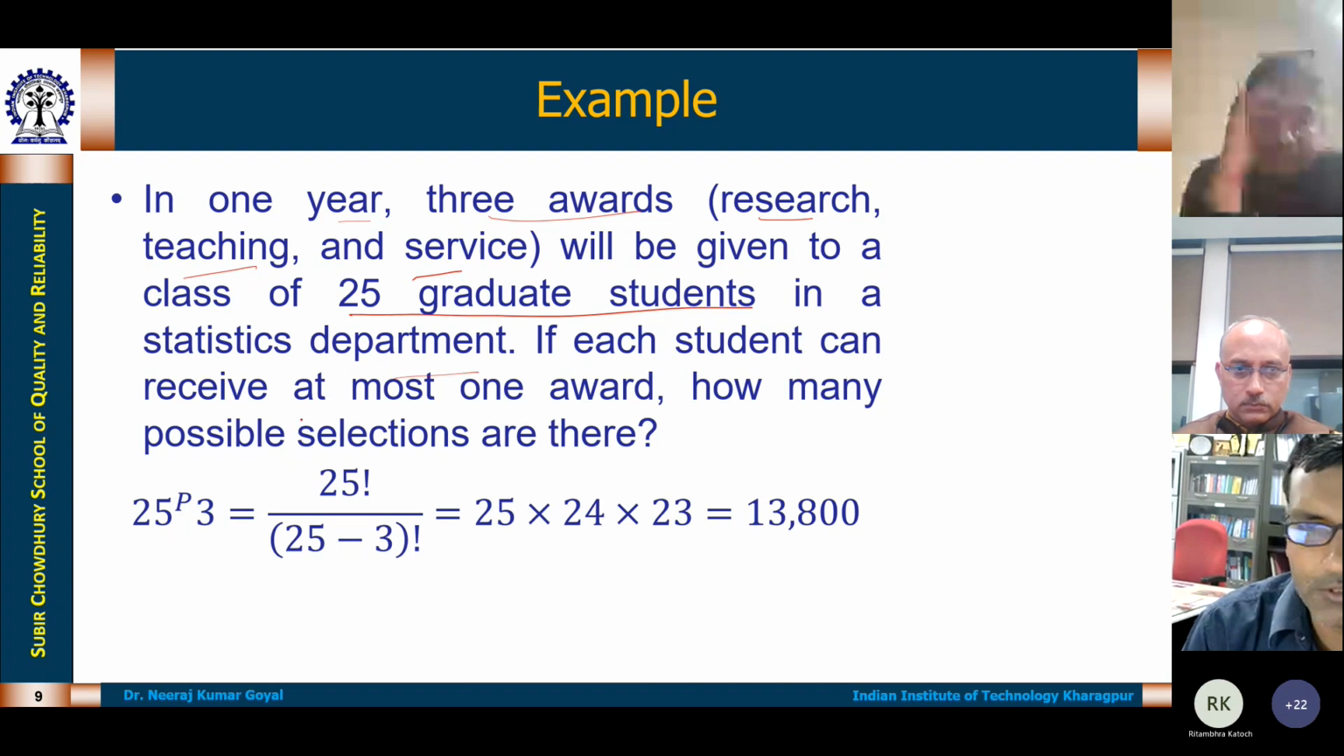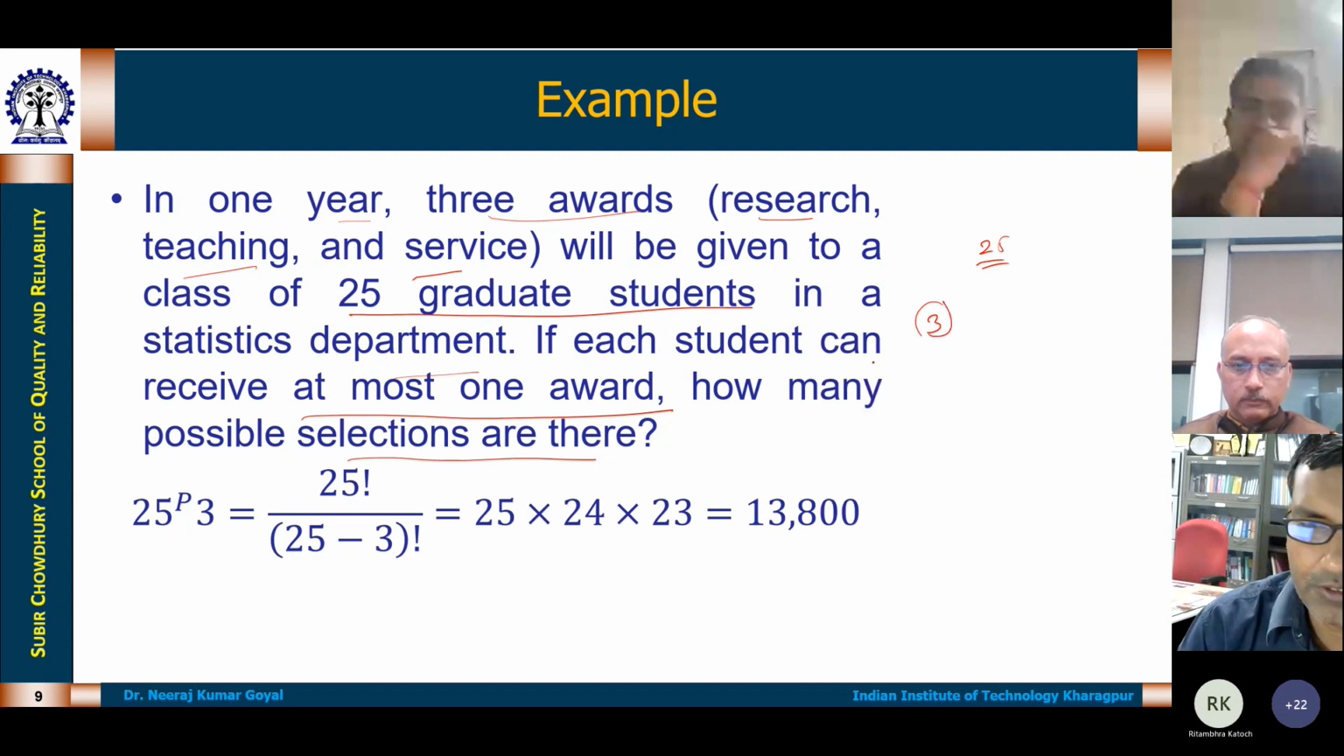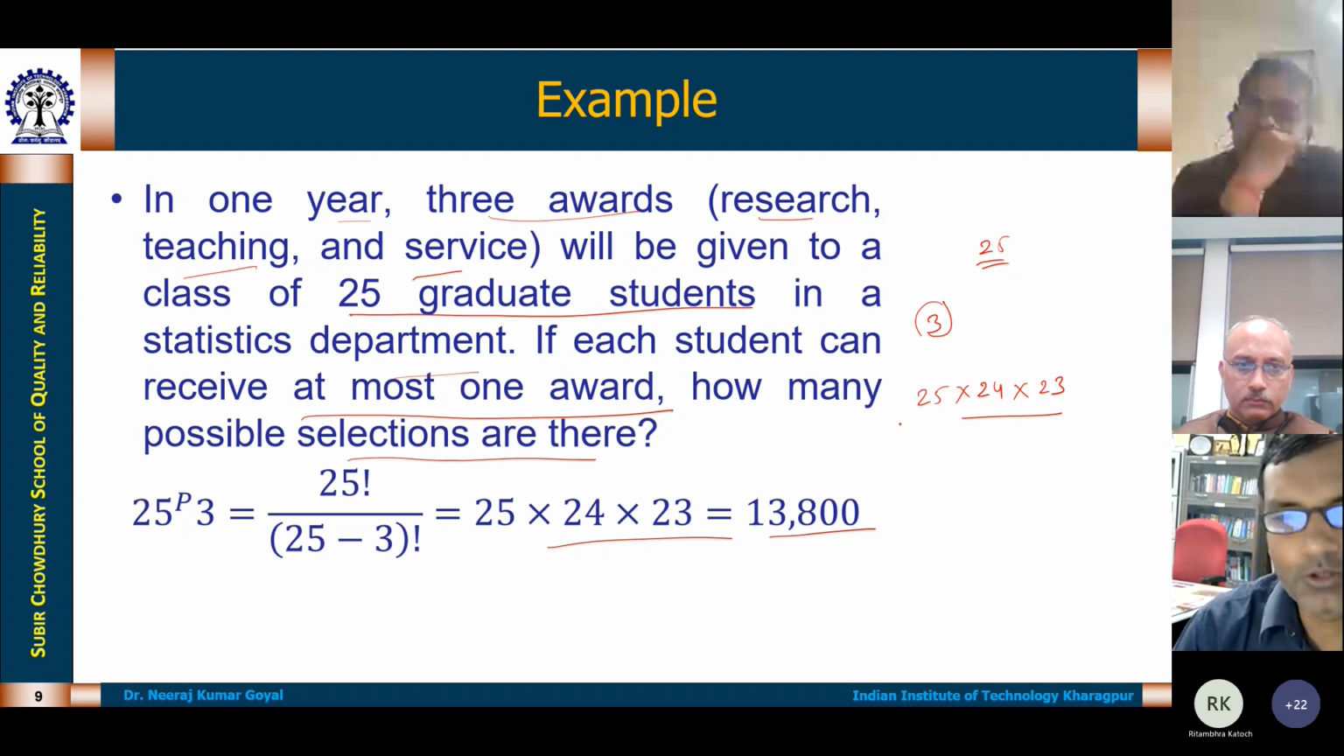If each student can receive at most 1 award, how many possible selections are there? So we have 25 students. Out of 25, we can only give 3 awards, right? The first award can be given to any one of 25, but if he receives an award, then he cannot receive a second award. So the second award can be given to 1 out of 24, and the third award to 1 out of 23. So 25P3 will give us the total number of possibilities in which 3 awards can be distributed.